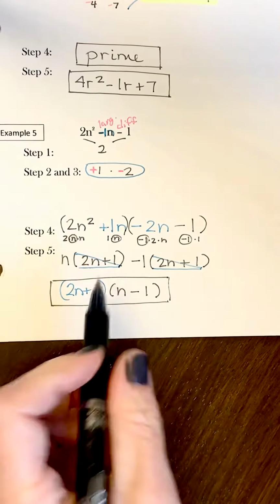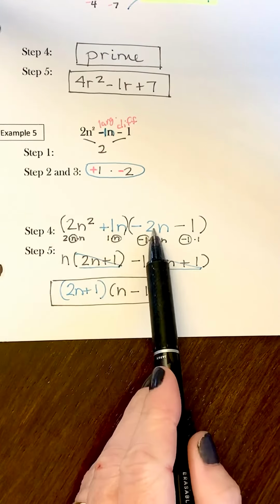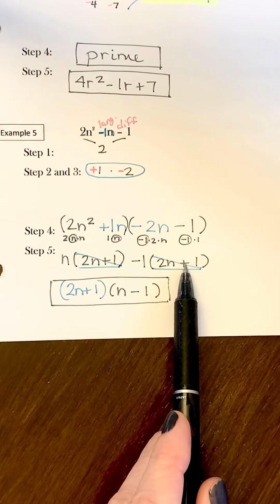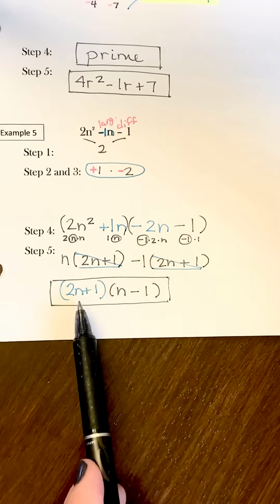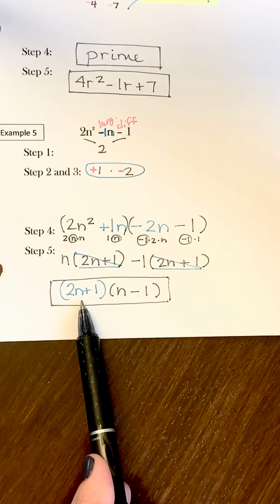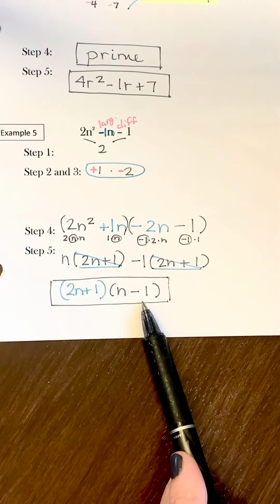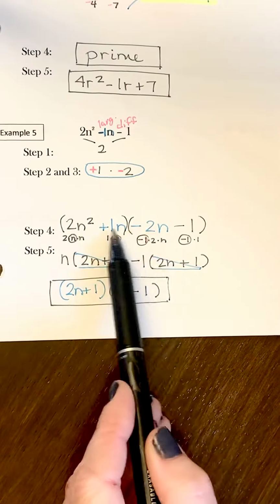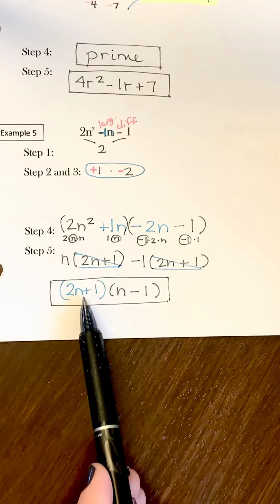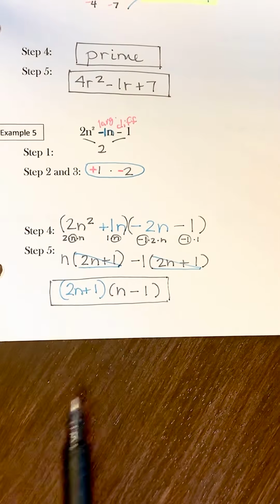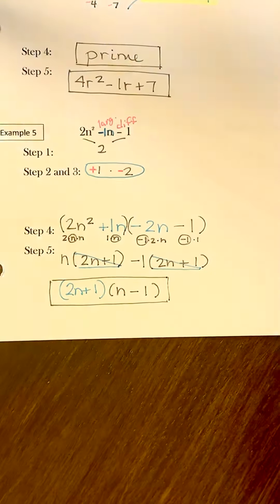Now, if you worked this and you wrote these in a different order, then when you get to this step, the binomial that they have in common would be the n-1. And what's left would be the 2n plus 1. Okay, so depending on which way you rewrite the middle term, you'll still get the same answer. It's just these would be in a different order. All right, good job.